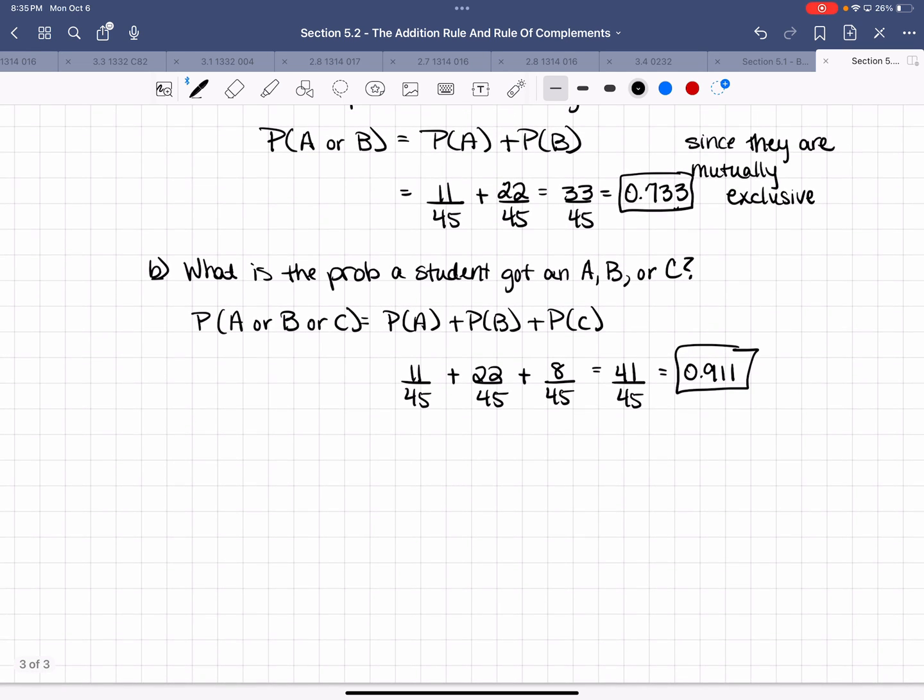Last little definition here of the night. I know, it's 8:35. We don't have to do example B.